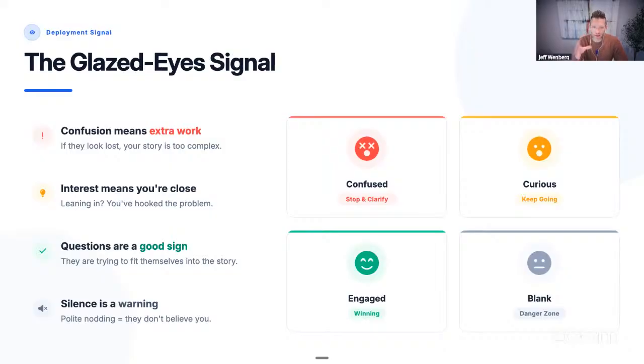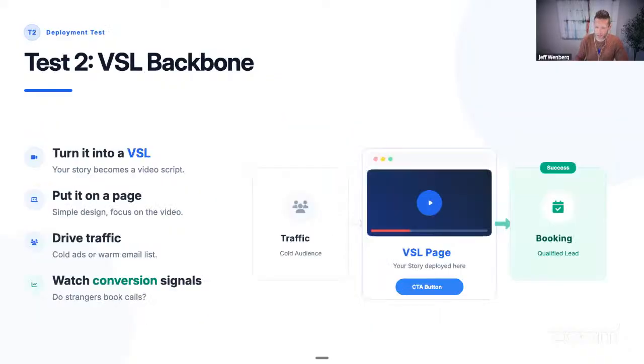And the reason I love testing it with people who aren't in my market is because if somebody who has no idea what I'm talking about understands it, and more importantly is like, oh wow, that means I've done my job and I've broken it down to a level that most people are going to be able to understand.